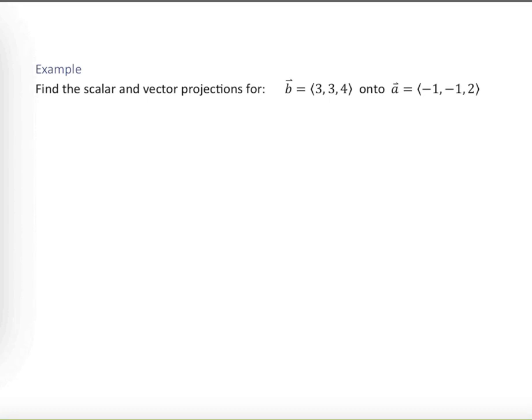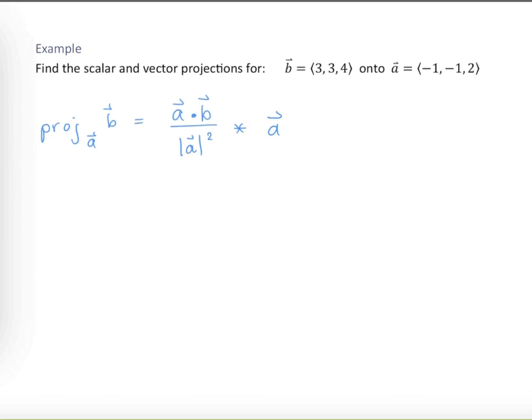Now we're being asked to find the scalar and vector projections for these two vectors, vector B onto vector A. Let's start with the vector projection. And as we've seen, the vector projection formula is going to be the projection of B onto A is given by the dot product of A and B divided by the magnitude of vector A quantity squared. All of that is one giant scalar that is then going to be multiplied by, or extending or shrinking, the vector A. So it's a scalar multiple of our vector A.